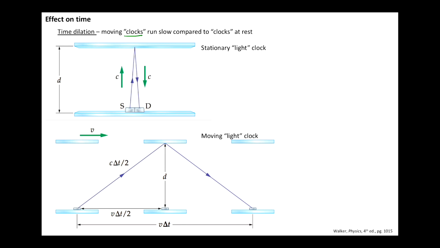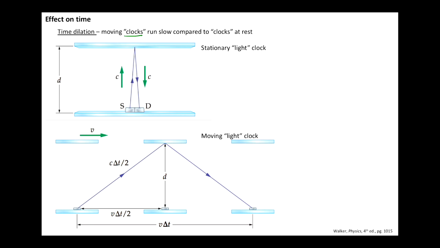Because I don't want you to think, oh, I've got a clock, and when it's moving, there's something about its mechanical parts that get shaken up, and it doesn't work quite as well. It runs slow. It's not a mechanical, physical thing. It's literally that when they measure time, they get a different value. They would say that the moving clock says more time has passed compared to the clock that's at rest. Dilation is just a fancy word for stretched out, extended. Time dilation means stretched or extended time.